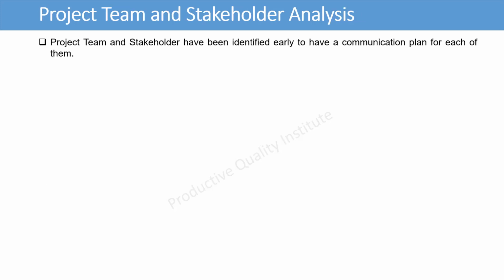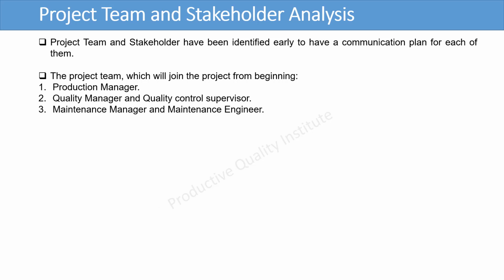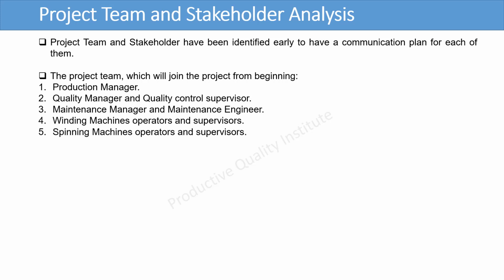The project team and stakeholders have been identified early to have a communication plan for each of them. The project team, which will join the project from the beginning, includes the production manager, quality manager, quality control supervisor, maintenance manager, maintenance engineer, winding machine operators and supervisors, and spinning machine operators and supervisors.